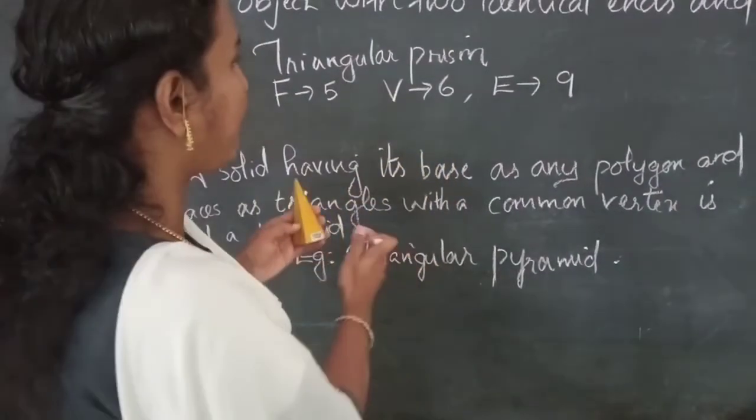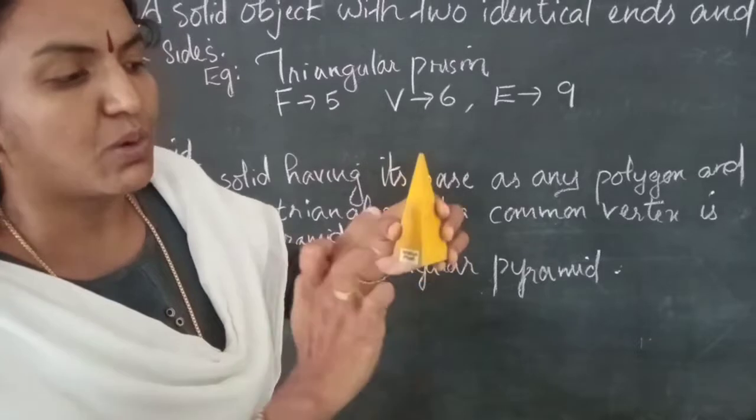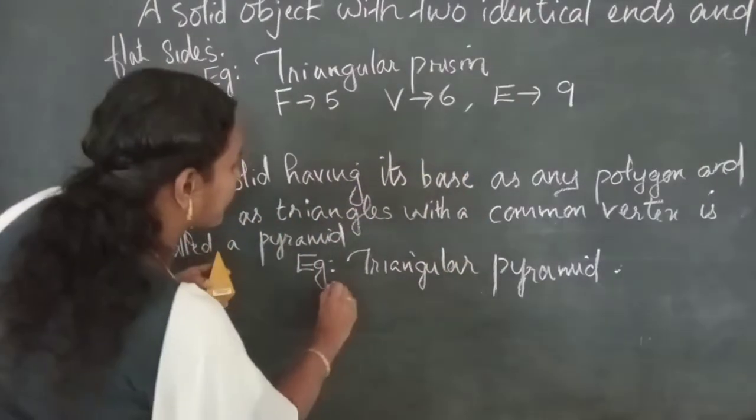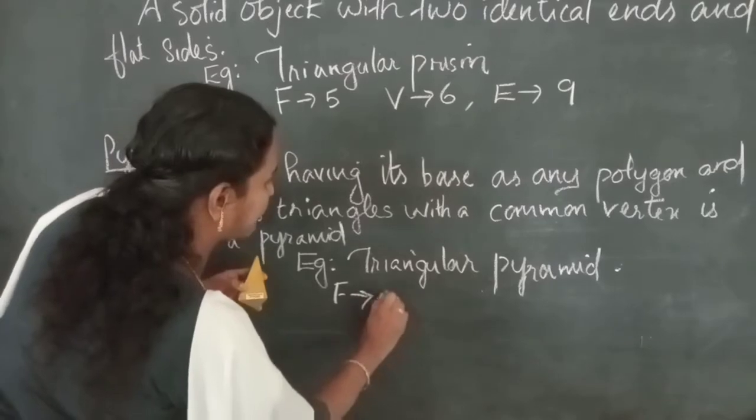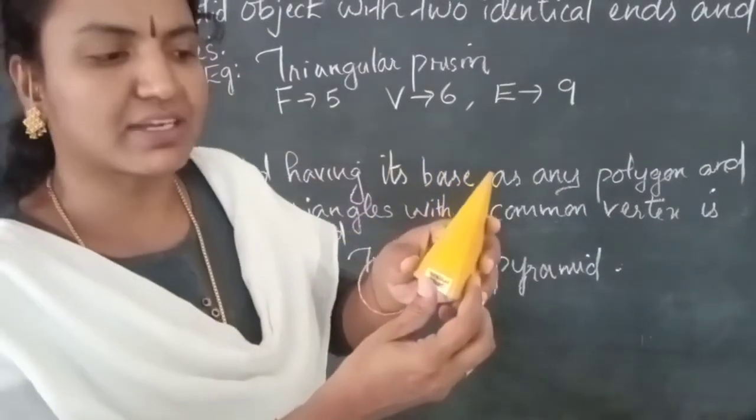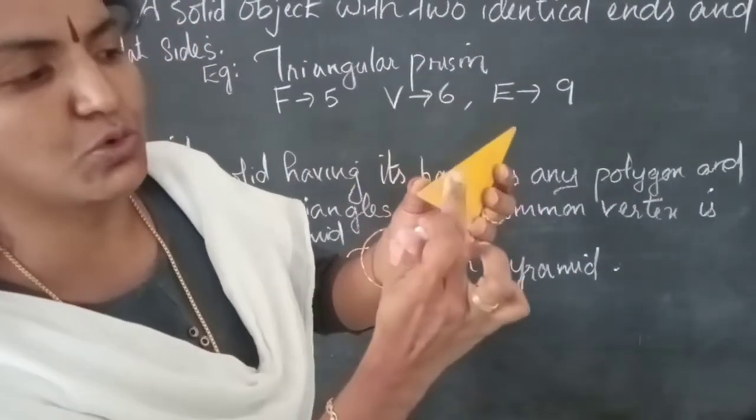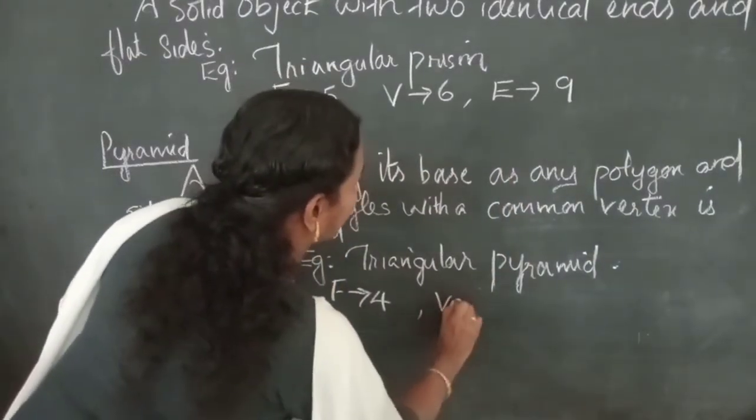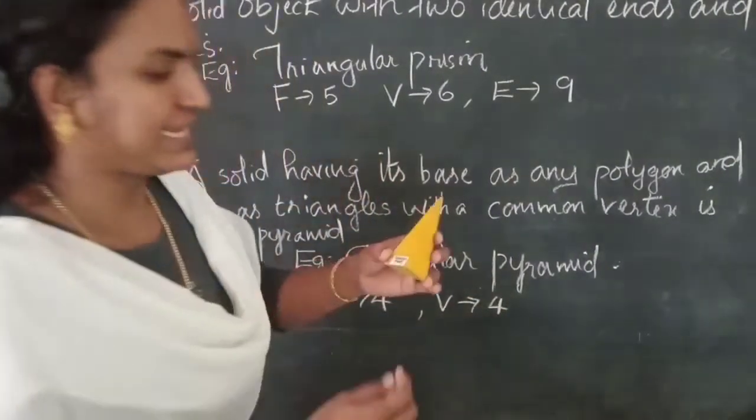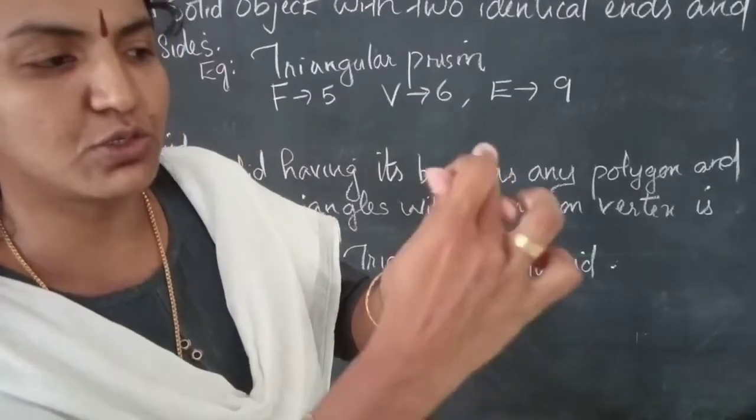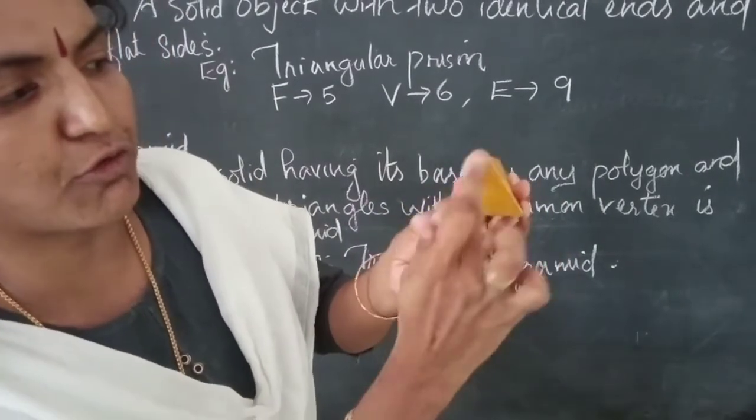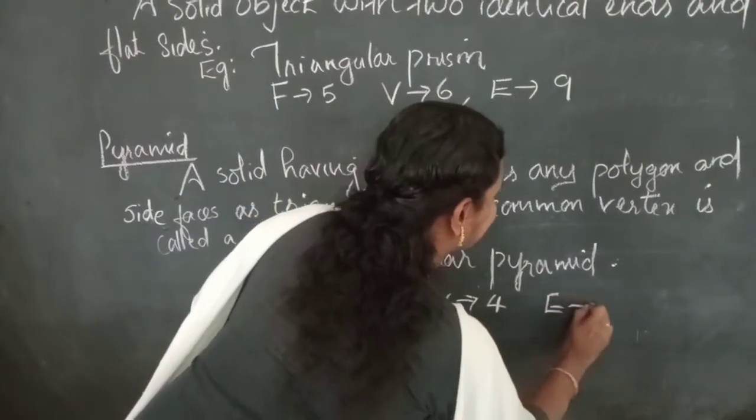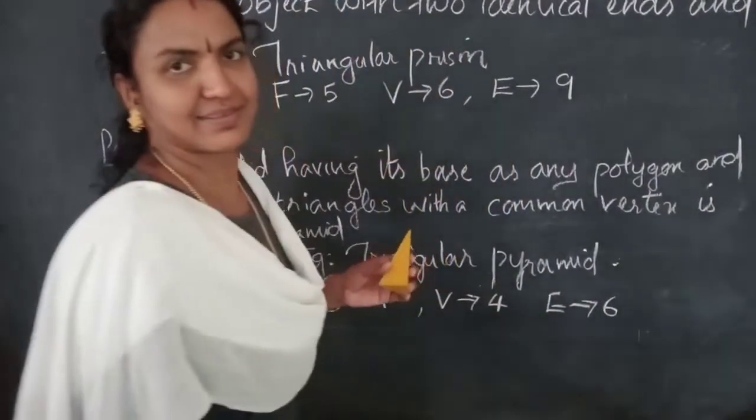So how many faces are there in a triangular pyramid? 1, 2, 3 and 4. So 4 faces. Then how many vertices? 1, 2, 3, 4. 4 vertices. And edges: 1, 2, 3, 4, 5, 6. So 6 edges.